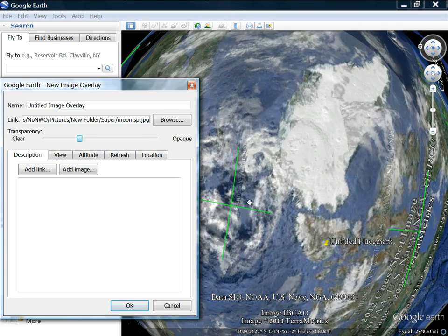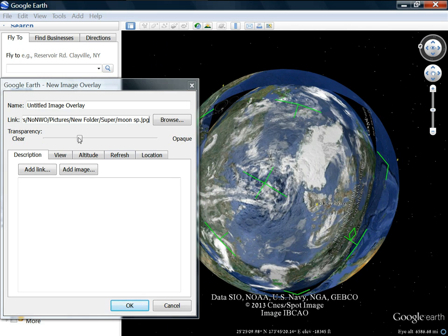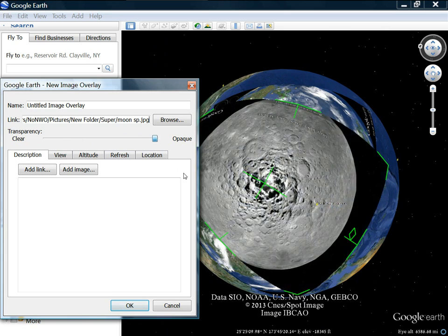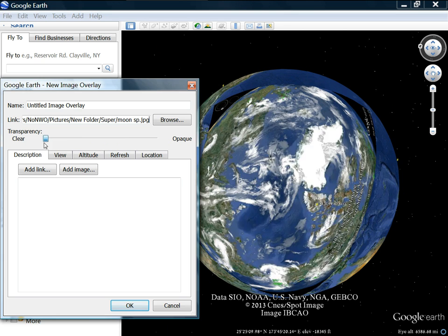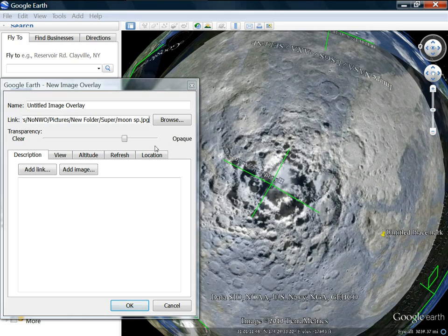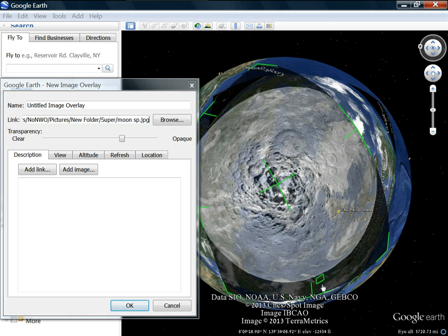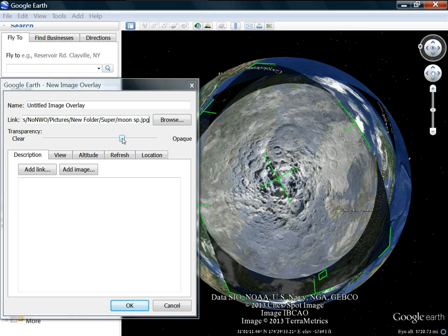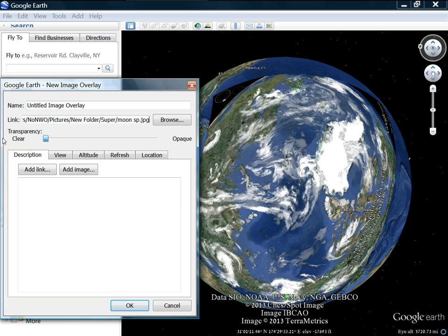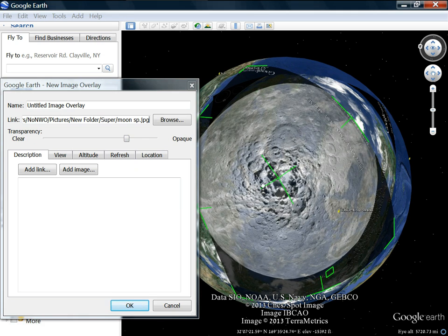Okay, hold on. Almost got it. That's right. I see the craters now. I'm starting to see the craters. Okay, it's going to turn. Yep, I almost got it right here. Real close.